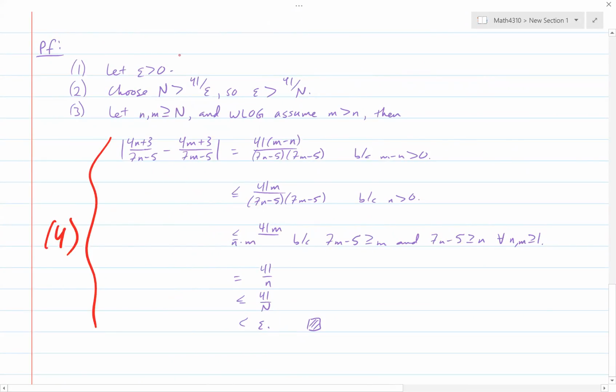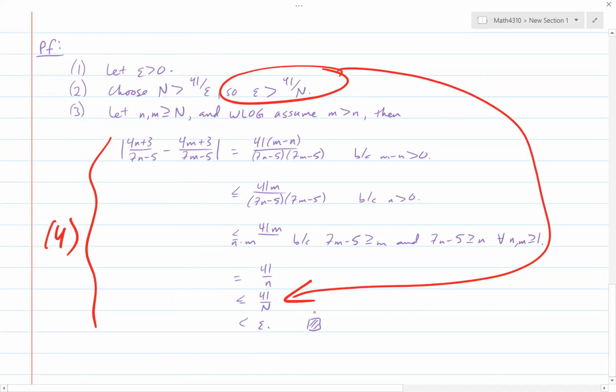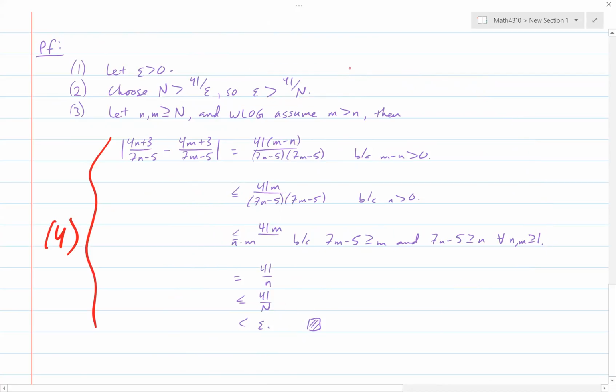So the first step is, hey, let epsilon be greater than 0. Again, nothing complicated. Look at step 2. We choose capital N to be greater than 41 over epsilon, and that makes epsilon greater than 41 over N. Again, this is somewhat optional, but it's nice because it really says what's going to happen down here when we go to the final step. Okay, let n and m be greater than or equal to capital N, and without loss of generality, assume m is greater than n. Then, and so then this is all step 4.